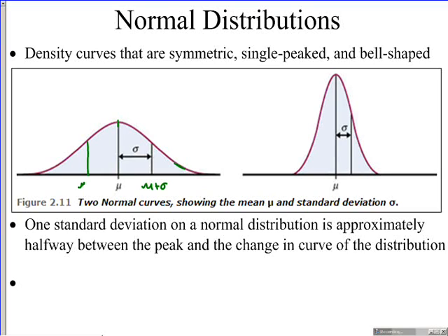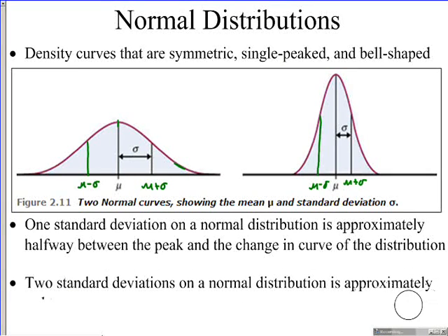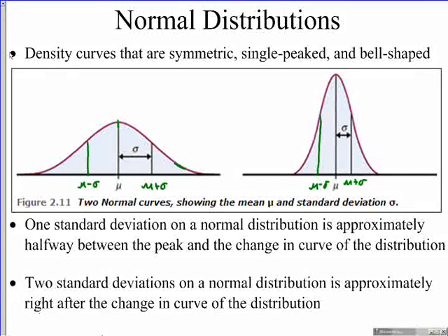So it's going off to the left here. This would approximately be the mean minus the standard deviation. On this curve here, they've marked one standard deviation. Go halfway in between that peak, draw down, there's the mean minus one standard deviation. Two standard deviations on a normal distribution is approximately right after the change in the curve. So here's the change in the curve here. Right after that change starts, that's approximately where our second standard deviation is going to be.